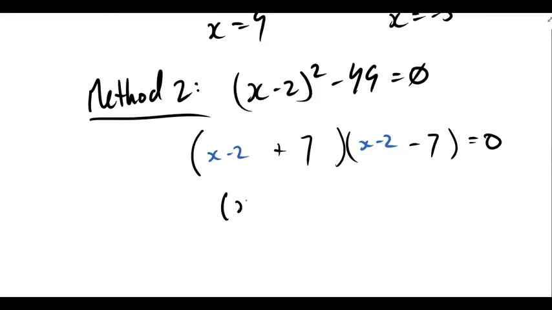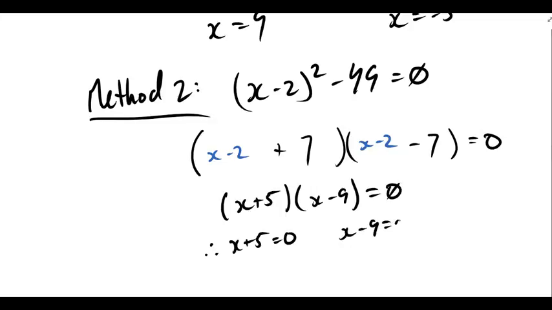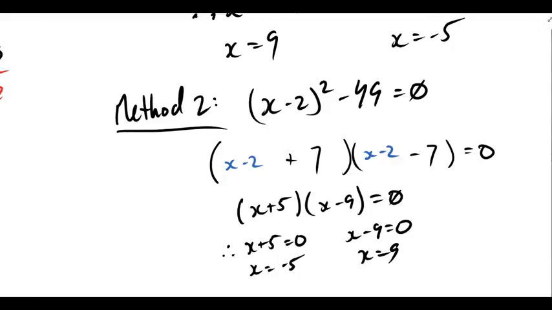x minus 2 plus 7 is x plus 5. x minus 2 minus 7 is x minus 9. Therefore, x plus 5 is 0, x minus 9 is 0, so x is negative 5 and x is 9. Same answer as above, different method. No reason to do one or the other.